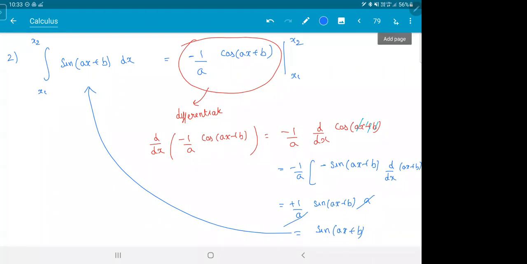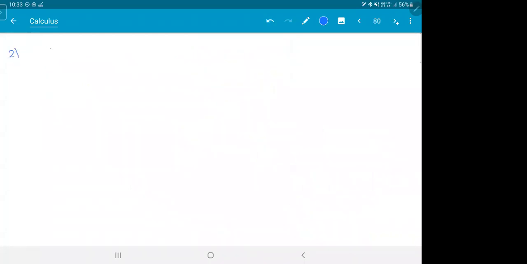So this is how you're actually getting the formulas. You should think the other way: what should I differentiate so that I get this as my answer? So the formula, let's complete that. Integral sine ax plus b dx.